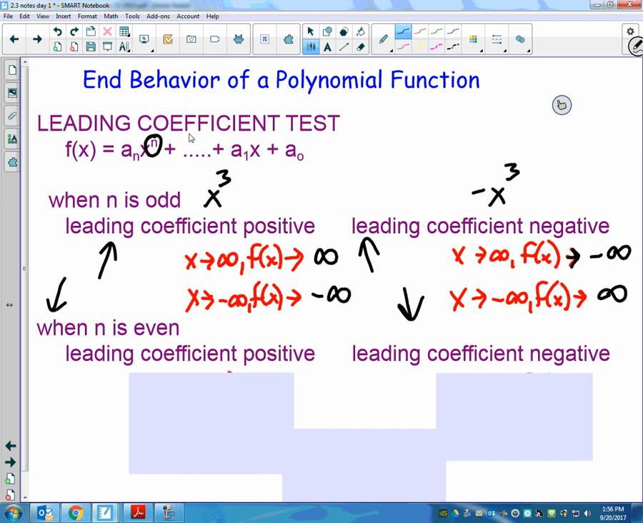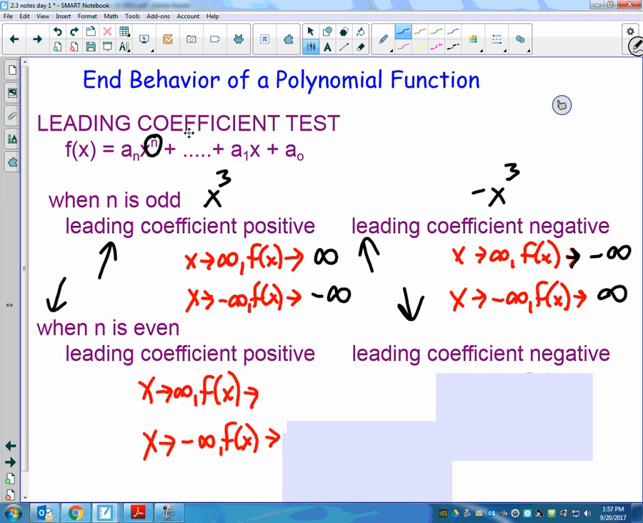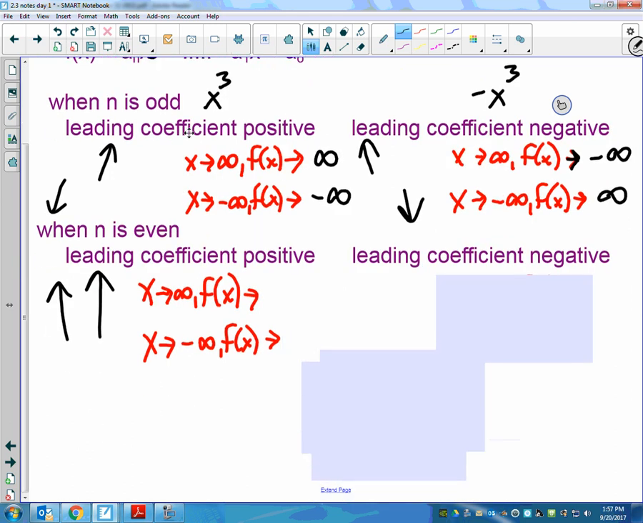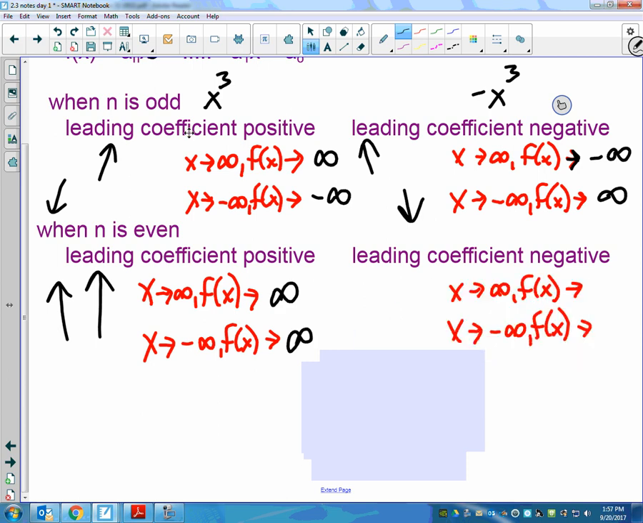And then even functions are like x squared. Either both arrows point up, or if it's negative, both arrows point down. So if it's positive, both arrows point up, so I'm going to say infinity, infinity. And if the leading coefficient's negative, like negative x squared, both arrows point down, and they would both go to negative infinity. So I'll let you write that.